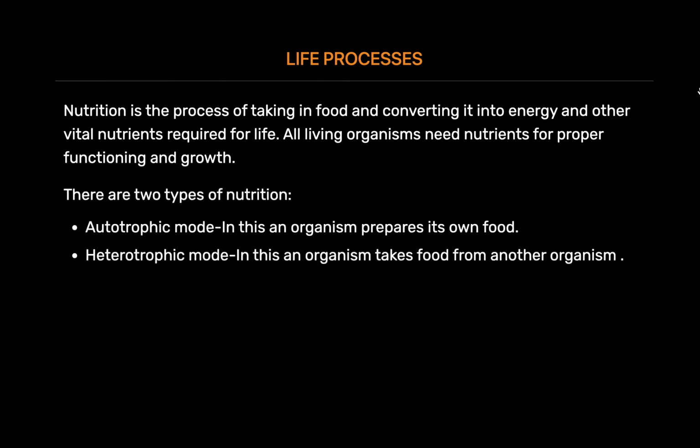Autotrophic nutrition is fulfilled by the process by which autotrophs take in carbon dioxide and water, and convert these into carbohydrates in the presence of chlorophyll and sunlight. This is called photosynthesis. In the autotrophic mode, organisms use simple inorganic matter like water and carbon dioxide in the presence of light and chlorophyll to synthesize food on their own. Plants, algae, and bacteria are some examples where autotrophic nutrition is observed.